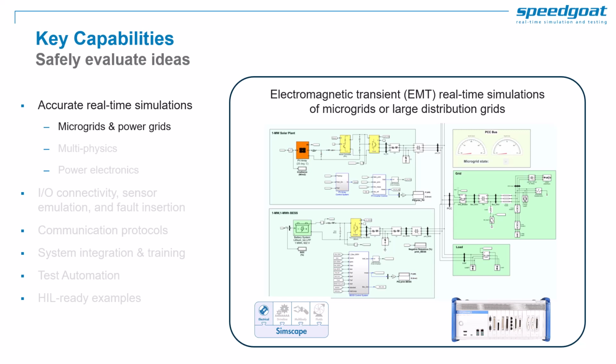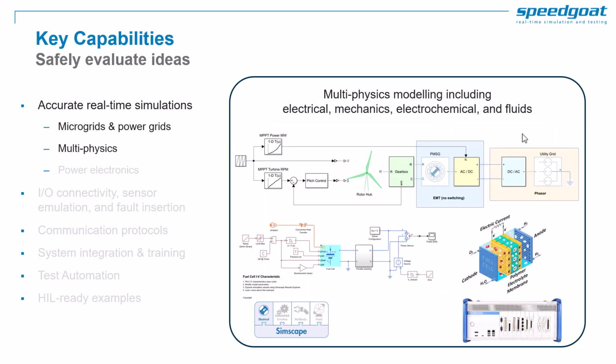Speedgoat test systems can run grid models built in Simulink or Simscape Electrical with hundreds of nodes in a single HIL simulator. For large grid models, you can combine multiple HIL simulators using shared memory links with extremely low latency. You can also deploy multi-physics simulations such as electrochemical batteries, complete wind turbines, even gearboxes and hydraulic systems.